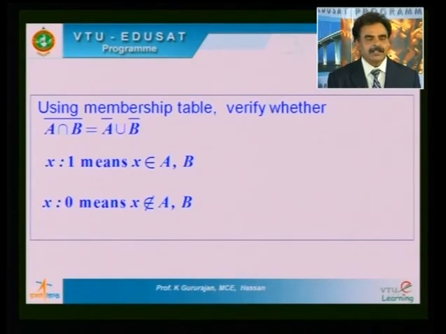First, we shall consider a discussion on the solution of this problem. This is De Morgan's law: (A intersection B) whole complement is A complement union B complement. To construct the membership table, as I informed, we have to use binary numbers. Normally we use the number 1. When I set x equal to 1, this means the element under question is present in the set A as well as present in the set B. Now, x equal to 0 means x is not in the set A and also x does not belong to B. Remember, 1 means present in the set, 0 means element absent in the set.